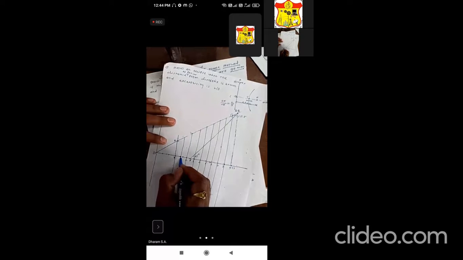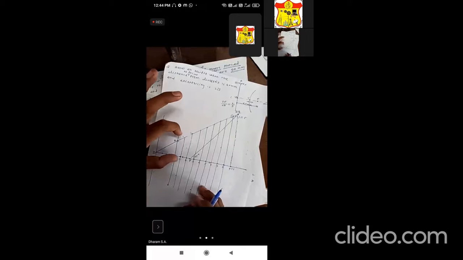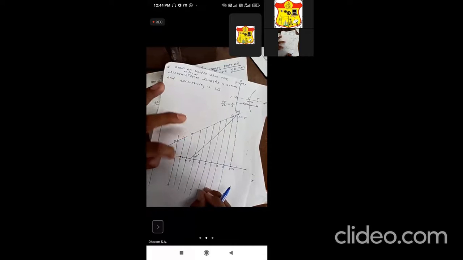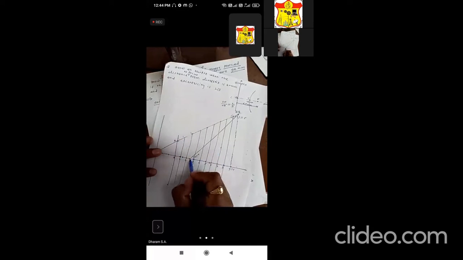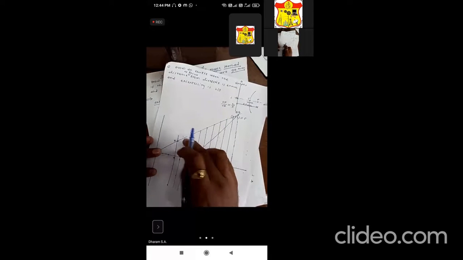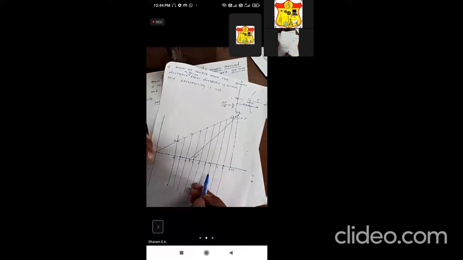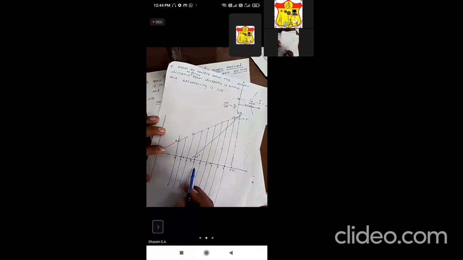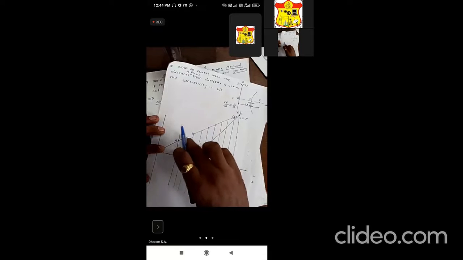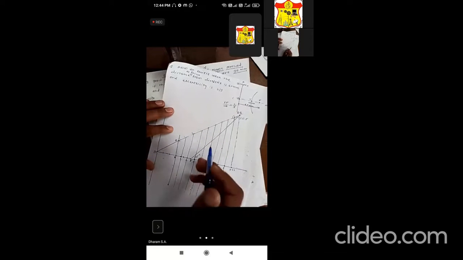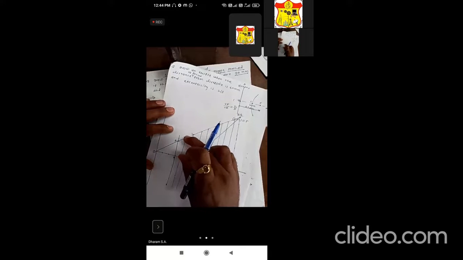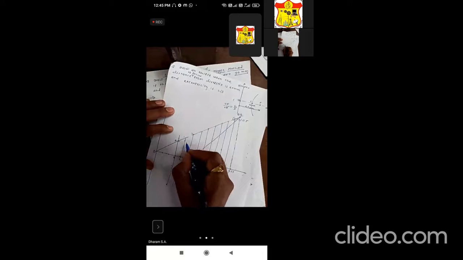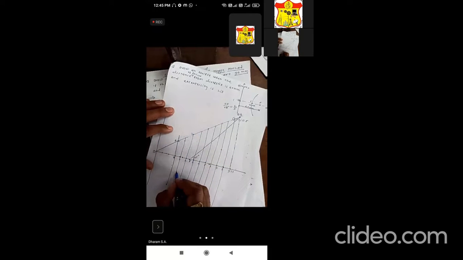Now take this distance 1 to 1 into the compass. With F as the center, mark it on the line which passes through point 1. I will repeat again. This is line 1. Keep the compass here, measure the distance, make F the center and cut the 1 line. I have taken it into the compass with F and cut here. This is point P1.